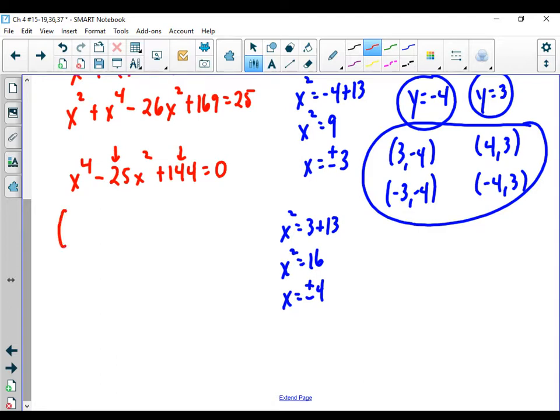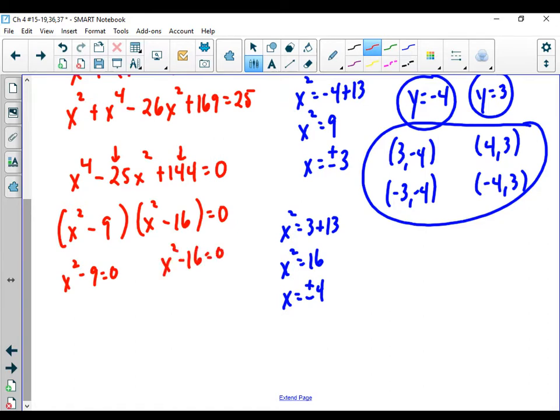Well, I could actually do this because x to the 4th is x squared and x squared. I can get 144 by using -9 and -16. And -9 plus -16 is -25. So I would have had two situations. I would have had x squared minus 9 equals 0, and x squared minus 16 equals 0. And so I could have gotten to the same place because I get x squared is equal to 9, which again was plus or minus 3. I got x squared equals 16, which would have been plus or minus 4. And then we would have had to plug them back in.